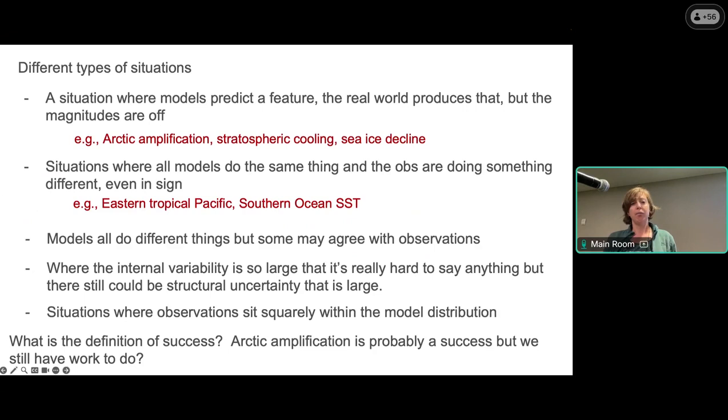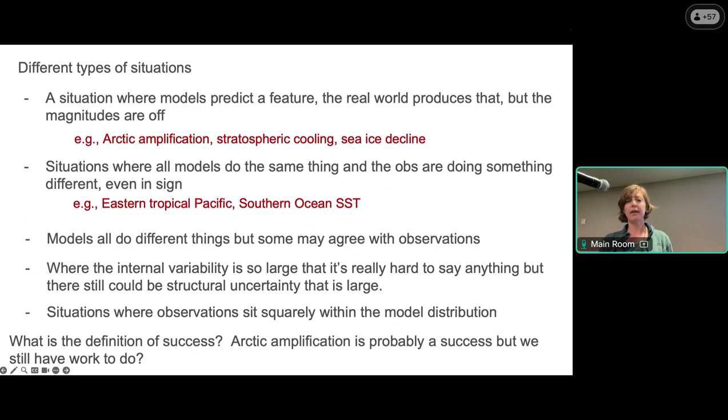Then we have situations where all models do the same thing and they might be doing something different from observations. I think the Eastern Tropical Pacific and the Southern Ocean sea surface temperatures are a pretty clear example of that. I don't think we had too many examples of this yesterday, but where models might do very different things from one another, but they kind of encompass the observations. So then you want to try and narrow down which models do we think are the right ones and are they getting things right for the right reasons? And then maybe we can narrow down our uncertainties that way.